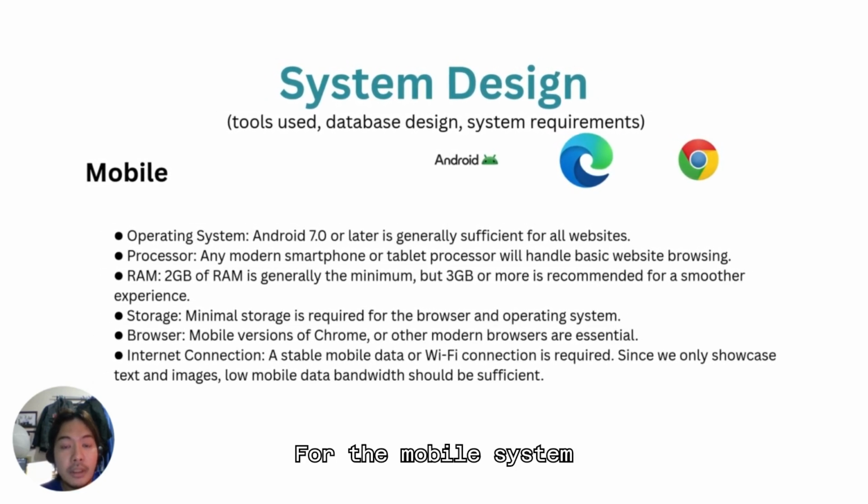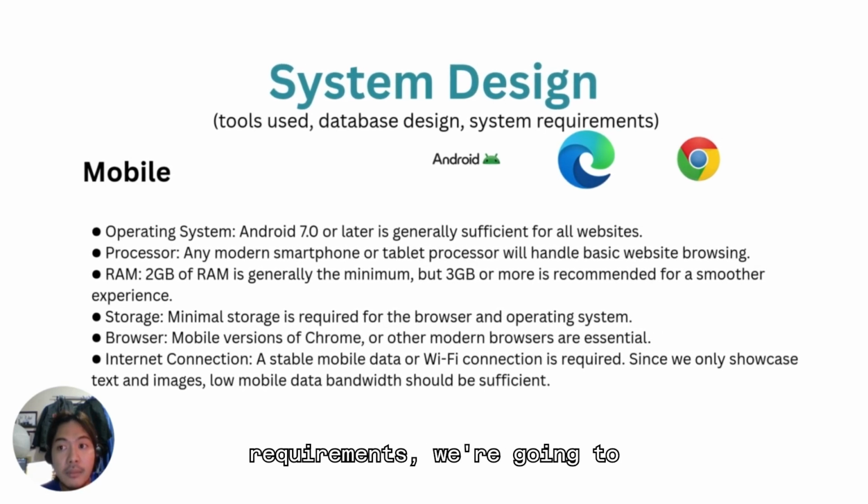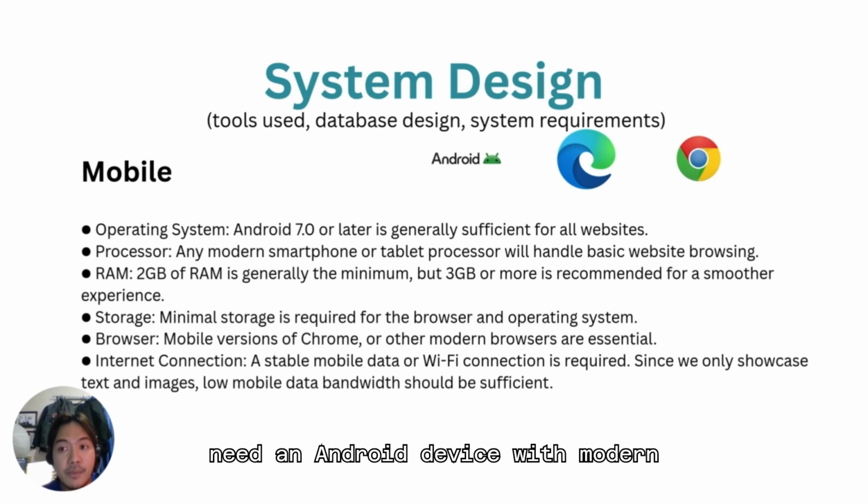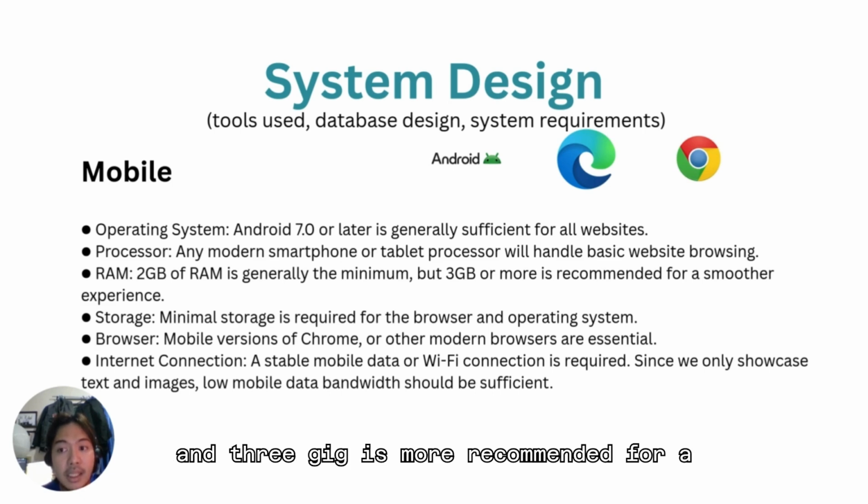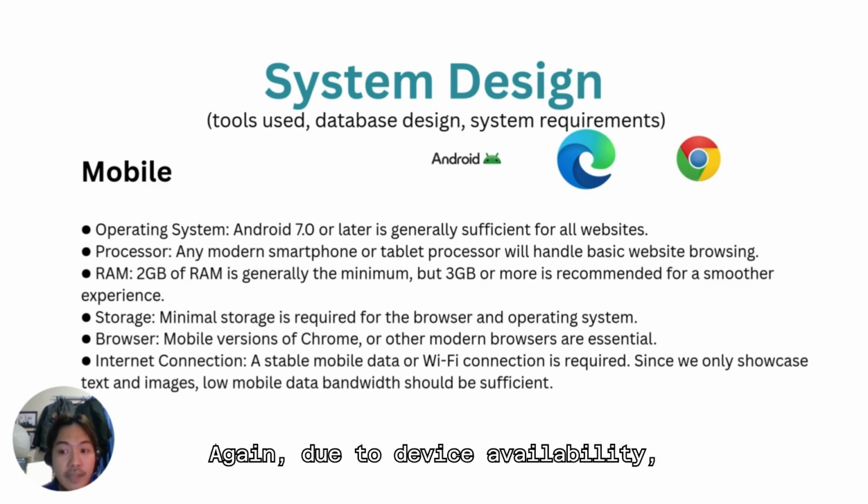For the mobile system requirements, we're going to need an Android device with a modern smartphone or tablet processor. At least 2 gigs of RAM is needed, and 3 gigs is recommended for a smoother experience, and minimal storage is sufficient. A modern web browser such as Mobile Chrome and a stable mobile data or Wi-Fi connection with low bandwidth will handle text and images seamlessly. Again, due to device availability, iOS and mobile Safari testing was not implemented.